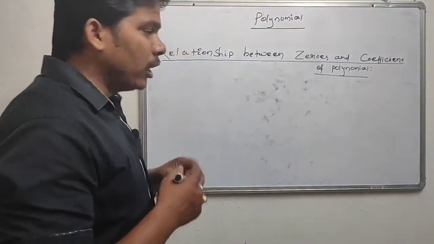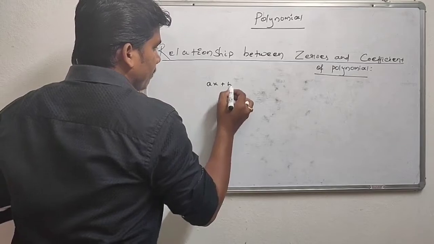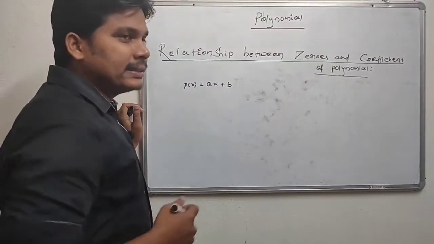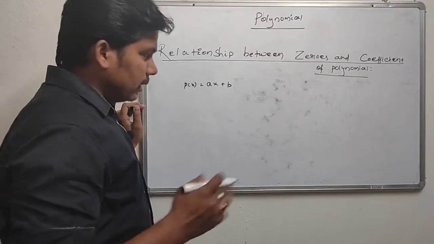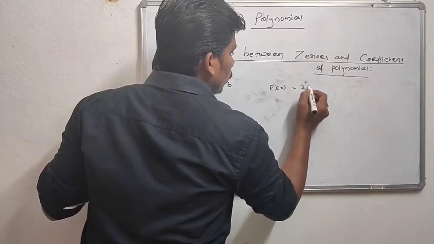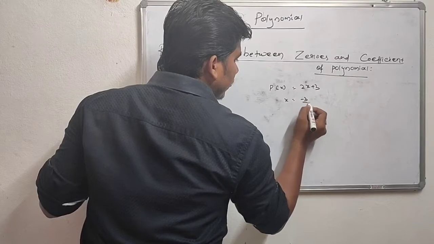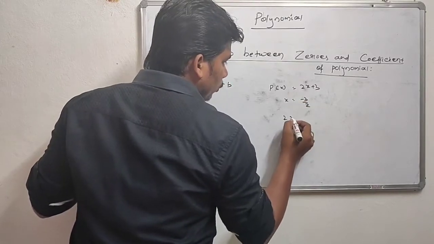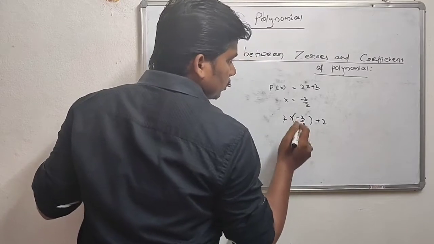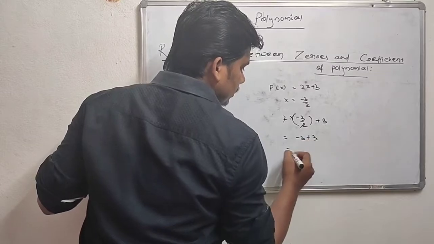See, already we know if a polynomial is given as ax plus b, the polynomial p of x is equal to ax plus b. What is the zero of this polynomial? I will take an example. Let's take p(x) equal to 2x plus 3. Then the zero will be minus 3 by 2. Just see, put the value minus 3 by 2 into it: 2 times minus 3 by 2, the 2s cancel out, this will be minus 3, plus 3 is 0.